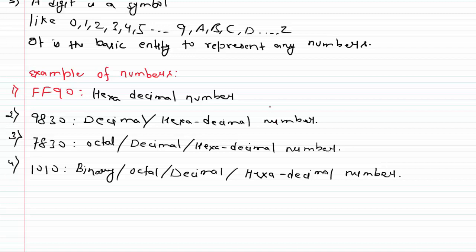But why are we not calling this number a binary number, and this number is also not a binary number, and this number is also not a binary number? Why are we not calling this an octal number? So answer for these questions we will see next in the video.